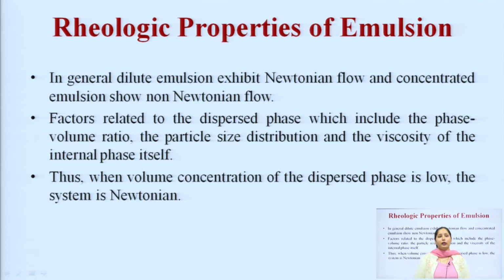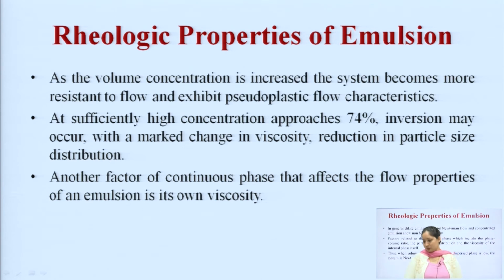Factors related to the dispersed phase include the phase volume ratio, particle size distribution, and viscosity of the internal phase itself. So, these are the factors, such as phase volume ratio, particle size, and viscosity, that govern the rheological properties of the emulsion. Thus, when the volume concentration of the dispersed phase is low, the system is Newtonian. As the volume concentration is increased, the system becomes more resistant to flow and exhibits pseudoplastic characteristics.